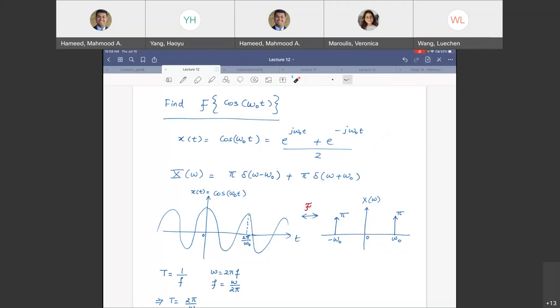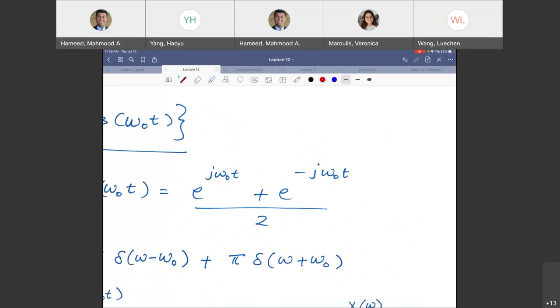Which means in the Fourier transform of cosine, you should see only one tone at plus omega naught, and you will see its mirror image at the minus omega naught frequency as well. So in the previous example, we said one Fourier transform was 2 pi delta of omega, right? And then we said, if I delayed this, 2 pi delta of omega minus omega naught, as per the previous example, the Fourier transform over here would be e to the plus j omega naught t. You guys agree with that?